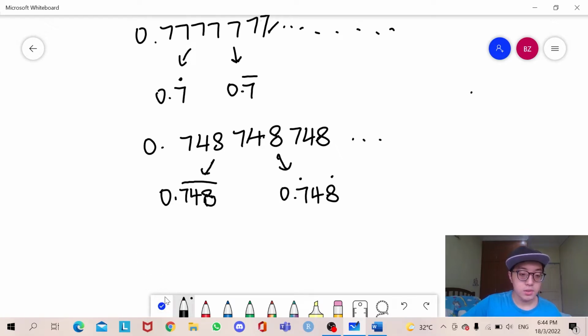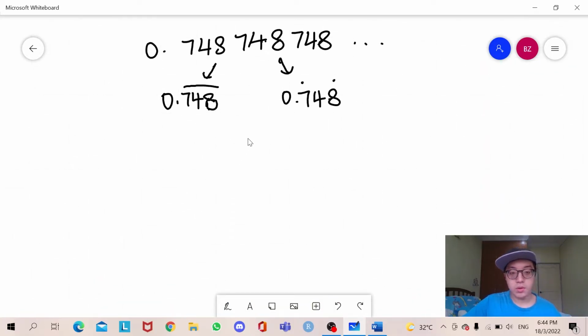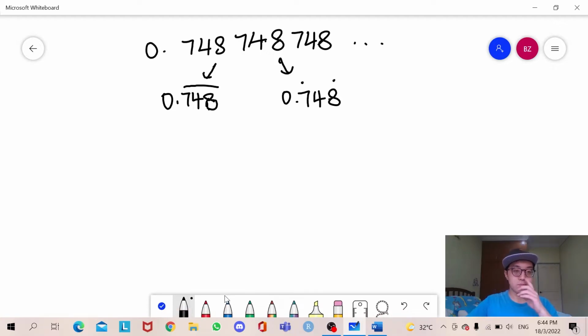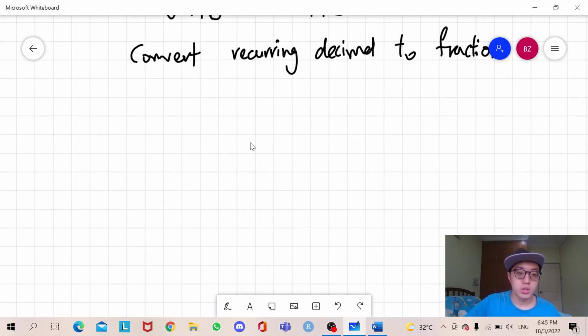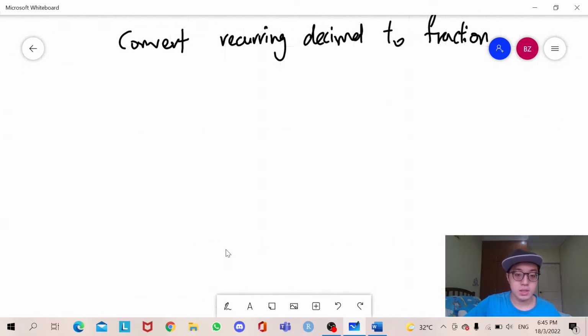What's special about this subtopic is that in exams, they will usually ask you to convert a recurring decimal to a fraction. You can't possibly key it in the calculator, as it's going to take a long time. So there's a way to convert a recurring decimal to a fraction, and I'm going to show you. Here, let's give an example.